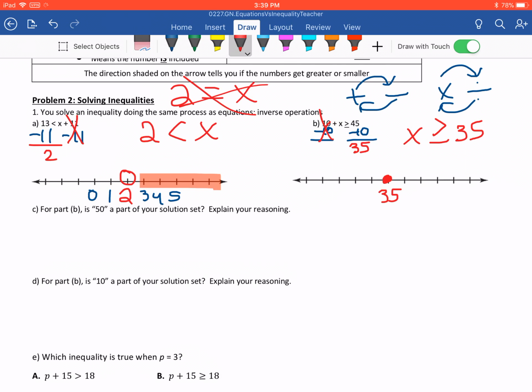It says x is greater than these numbers, so x should be all the numbers that are to the right, because the numbers to the right are the ones that are bigger.